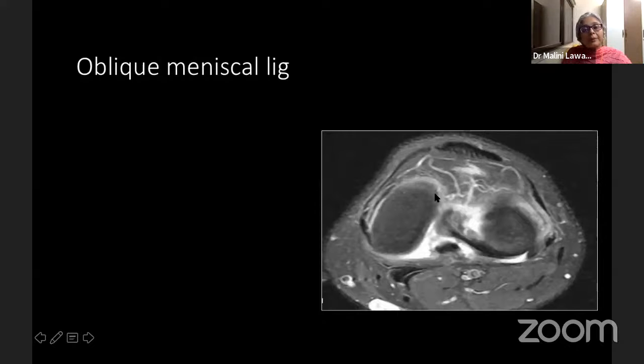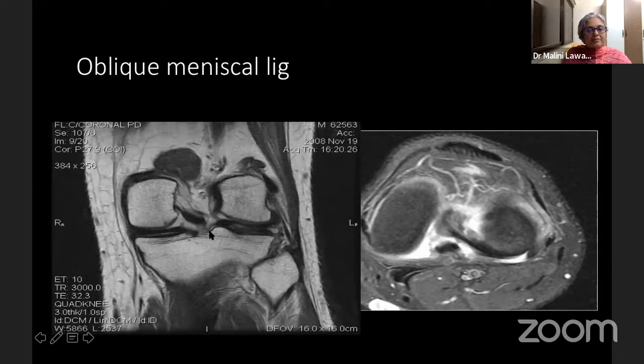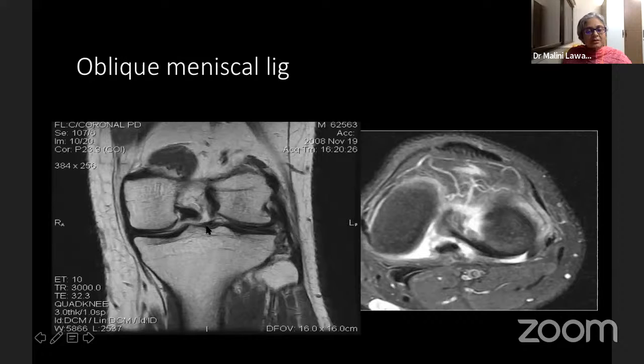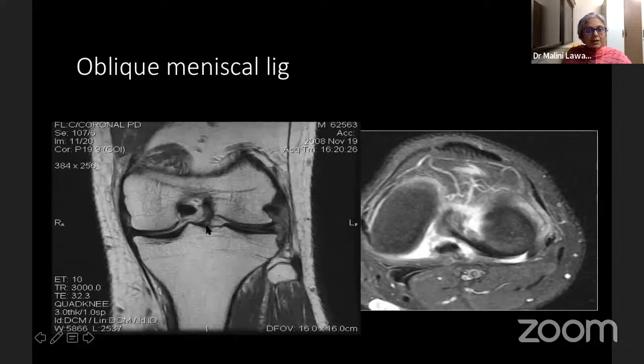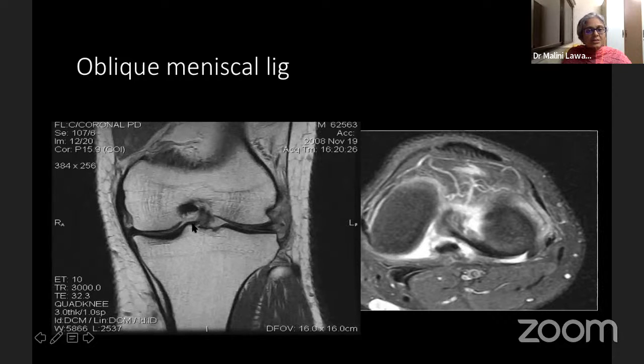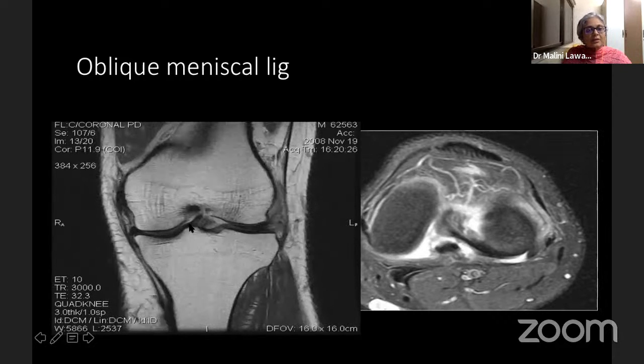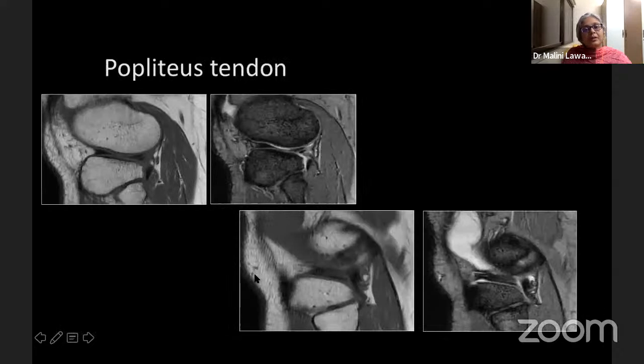Similarly, you may have an oblique meniscal ligament going from the posterior horn of one meniscus to the anterior horn of the other meniscus. So for example, look at this posterior horn of the lateral meniscus. You can see this black structure coming here. Is that a bucket handle tear fragment? But then the body is normal in size. And then you can see it coming all the way up to the anterior horn of the other meniscus.